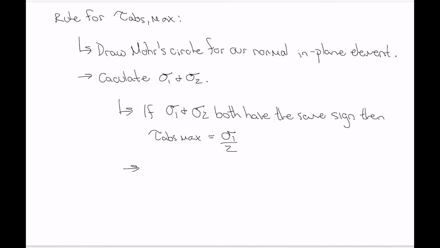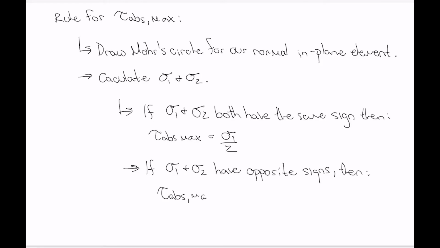If, on the other hand, the two principal stresses have opposite signs, then the absolute maximum shear stress is equal to what you'd calculate as the maximum shear stress for your normal in-plane element, which is equal to the radius of the circle.